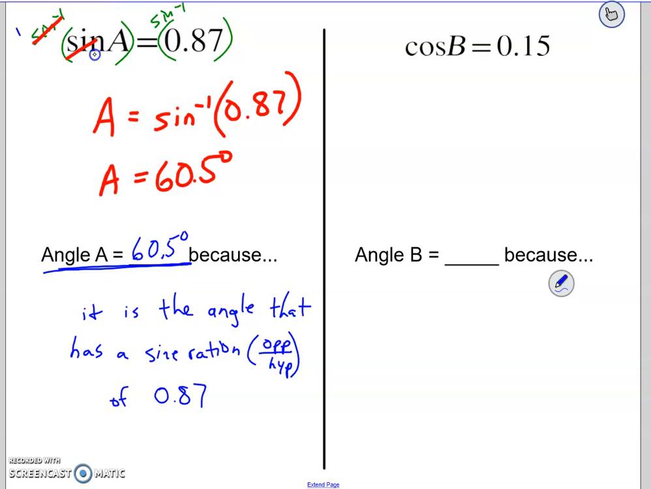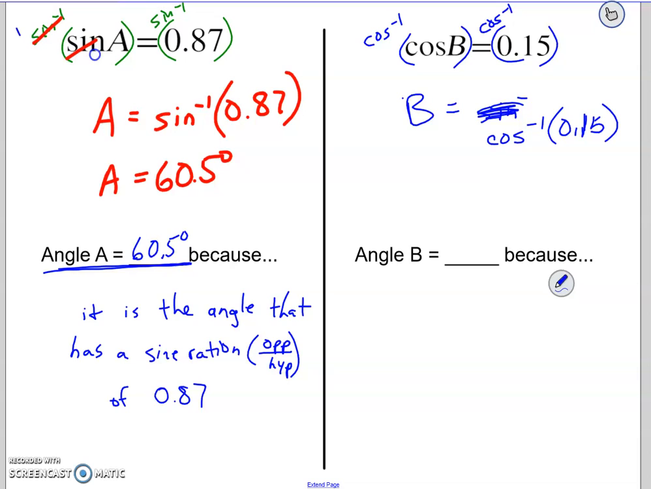All right, so see if you can fill out the right side on your own. I'd suggest that you pause the video right now. I'll give you a second to do that. And now looking at the right side, in order to solve for angle B, we would say that if I could take the inverse cosine of both sides, we would be left with B is the arc, whoops, not sine, arc cosine of 0.15. And when I plug that into my calculator on degree mode, it gives me a value of 81.4 degrees.